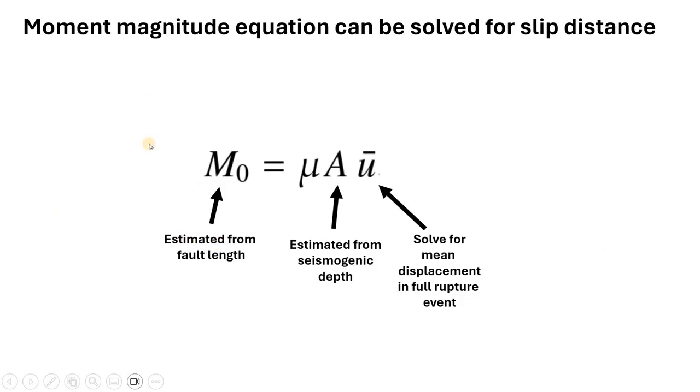So what we can do then is take that estimated magnitude and plug all that information into the moment magnitude equation. Here we estimated this from length. This is the shear modulus, which we're going to assume. And then we can take that length, multiply it by the seismogenic depth to get a total predicted rupture area. We know all this stuff, and we can solve for the displacement, the average displacement or the average slip, in a full rupture event.